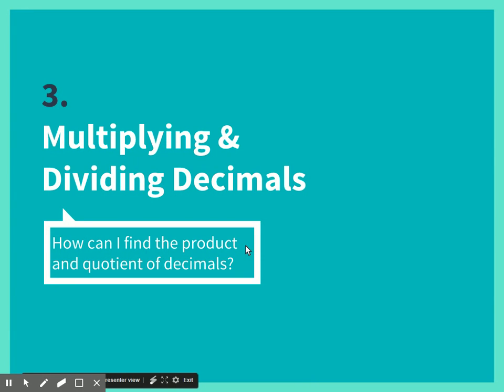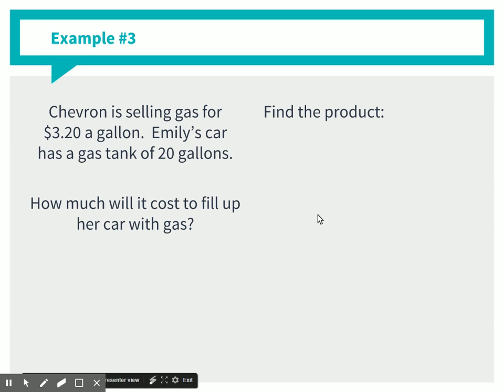Now let's go over multiplying and dividing decimals. So Chevron is selling gas for $3.20 a gallon. Emily's car has a gas tank of 20 gallons. How much will it cost to fill up her car with gas? Now in this problem, if you think about it, you're going to have to multiply. And the reason being that obviously that number of what she's going to pay in gas is going to be much greater than $3.20 because the first gallon costs $3.20 and so does the second and the third. So how much does that add up to after 20 gallons?